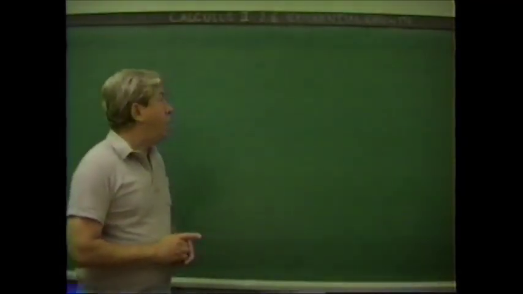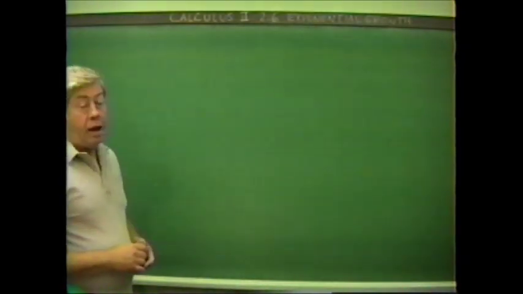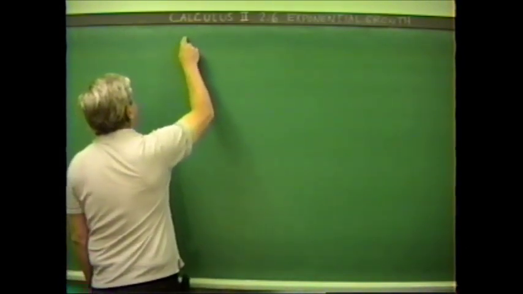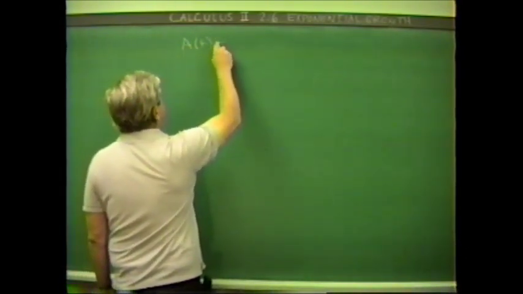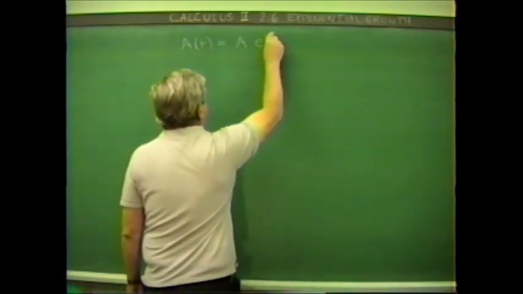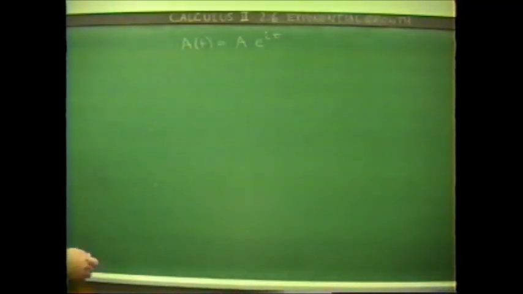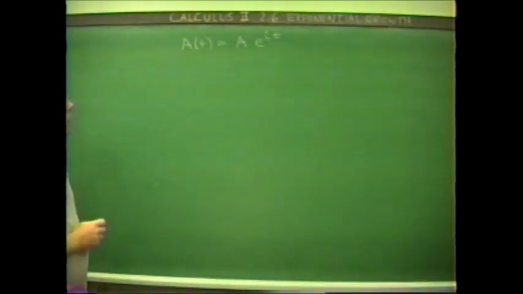Okay, now I want to take a look at a concept known as exponential growth. Interest compounded continuously is an example of that. Recall that we have A at any time t is the initial amount times e to the it power. And this is an example of exponential growth. Here, i in particular is some quantity greater than 0.